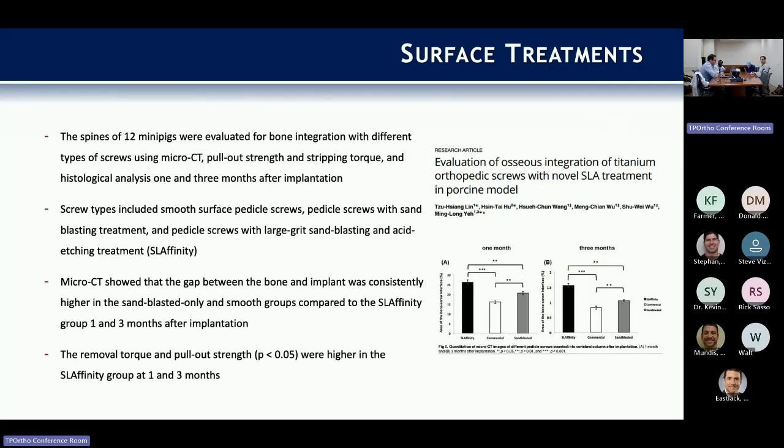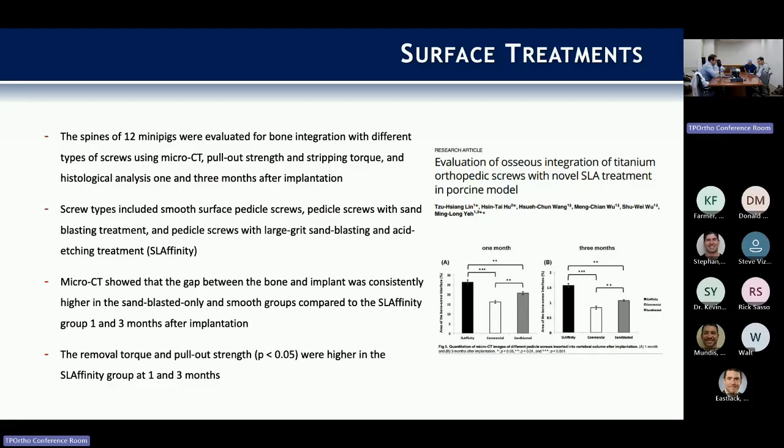And then we're going to switch gears again a little bit here and just talk about surface treatments. So this was an original study looking at surface treatments of screws in 12 mini pigs that were evaluated for integration with different types of screws using micro CT, pull-out strength, and stripping torque, as well as histological analysis of 1 month and 3 months after implantation.